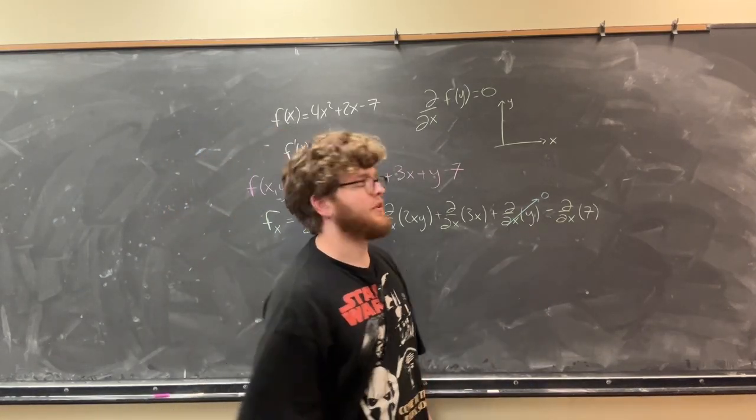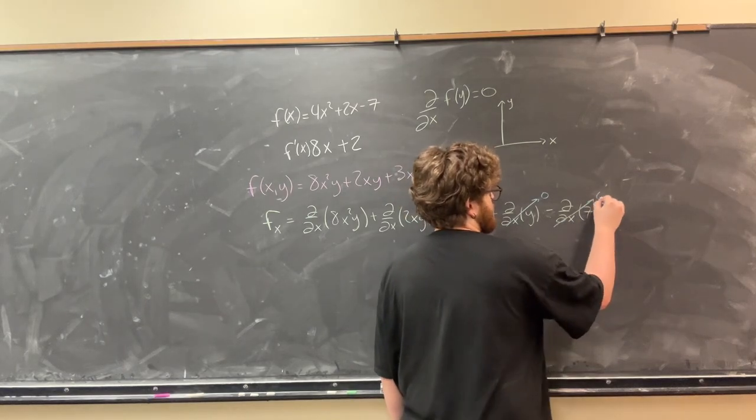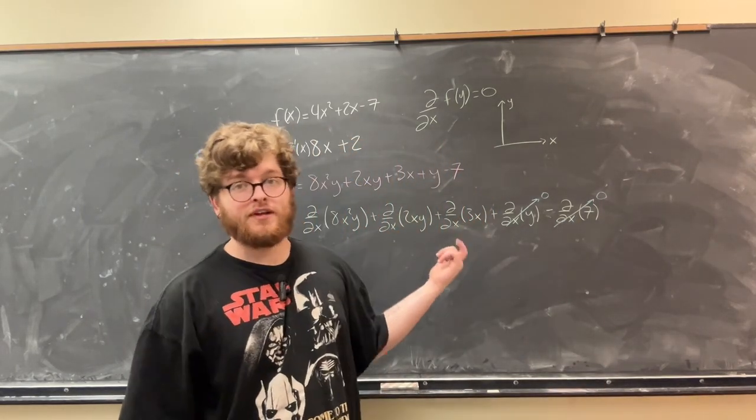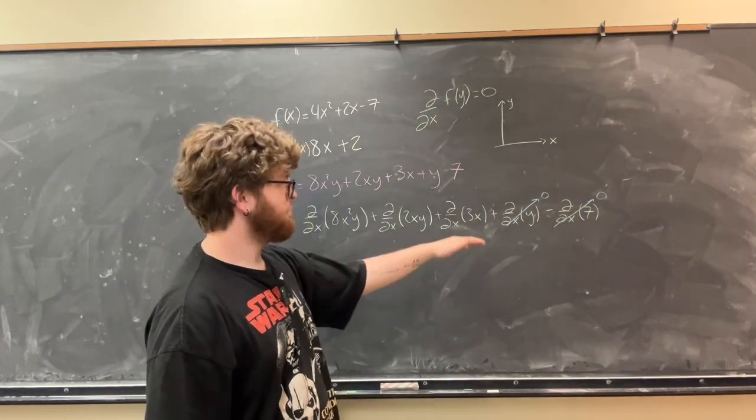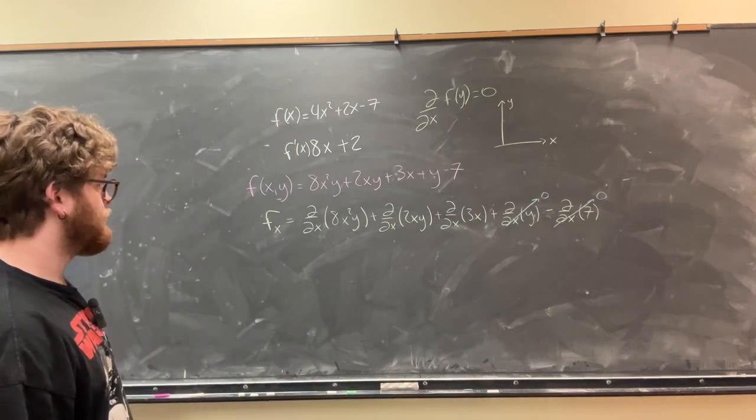Similarly, constants always go to 0. It doesn't matter if we're taking them with respect to a variable or another variable, it always goes to 0. Cool.